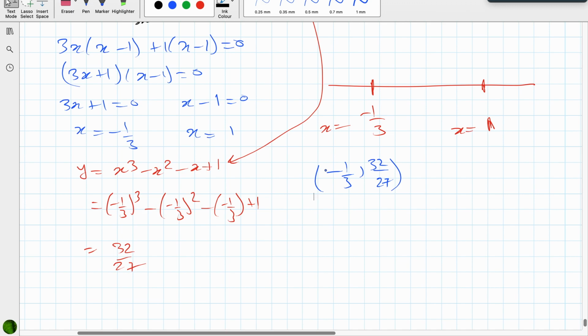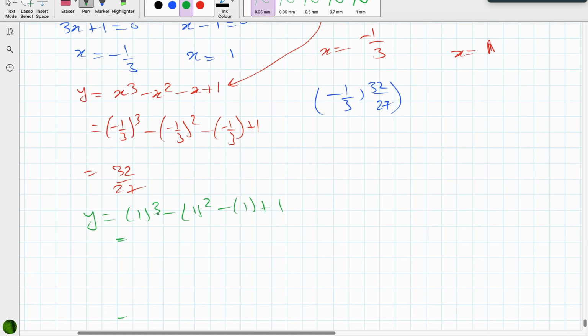Just the calculator part. The remaining I'm confident it is correct. This is 32 by 27. And the other coordinate y is equal to x cubed minus x squared minus x plus 1, with x equal to 1. 1 cubed is 1, squared is 1, minus 1 plus 1. So minus plus cancels. This is 0. So the other coordinate is 1 comma 0.